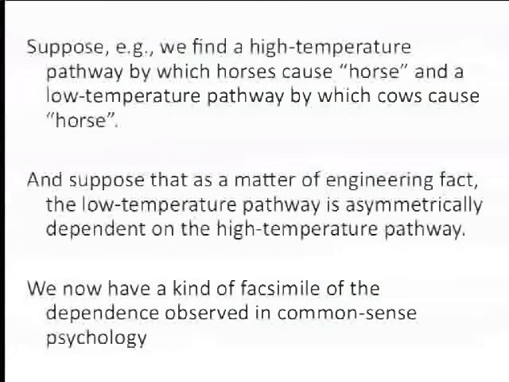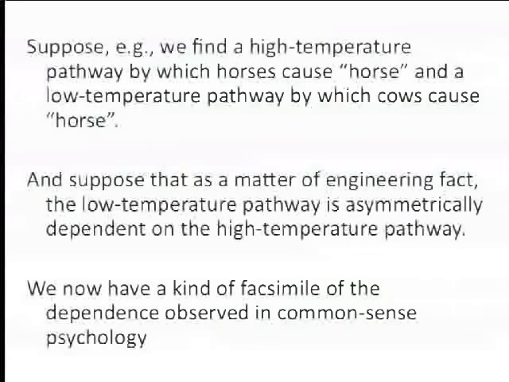suppose it turns out that when you look at the high temperature pathway in the brain and the low temperature pathway in the brain, they're asymmetrically dependent. I mean, let's suppose that the high temperature pathway is really what keeps everything running, and the low temperature pathway derives all its energy. It taps off the energy it needs to keep going from the high temperature pathway, right? Okay, so, just not to overwhelm you with technical detail, here we've got the high temperature pathway, here we've got the low temperature pathway. The low temperature pathway is getting its energy from the high temperature pathway.